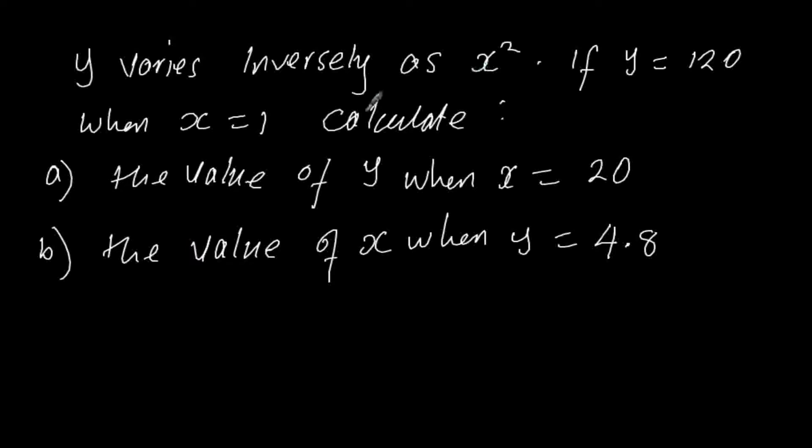So let's start by first expressing this, y varies inversely as x squared, in algebraic form. So that will be y is inversely proportional. Remember I told you varies means the same as proportional. So if I say y is inversely proportional to x squared, we shall write 1 out of x squared.